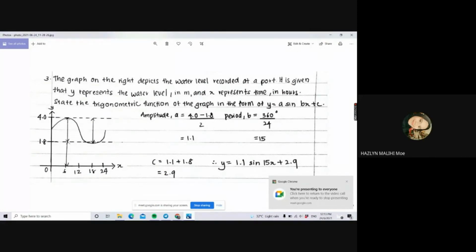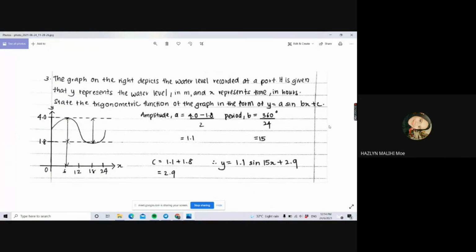Good morning, madam and my friends. Before that, I'm going to mix my language so that you have a better understanding. The question is, the graph on the right depicts the water level recorded at the port. It is given that y represents the water level in meters and x represents the time in hours. State the trigonometric function of the graph in the form y = a sin bx + c. So if you see c, that means there is a change for the graph.